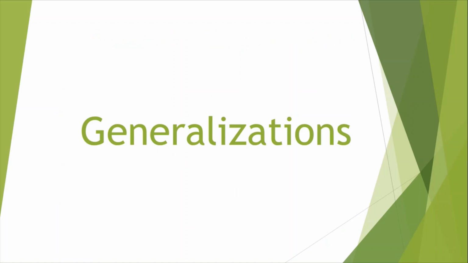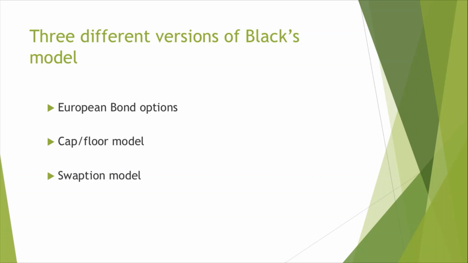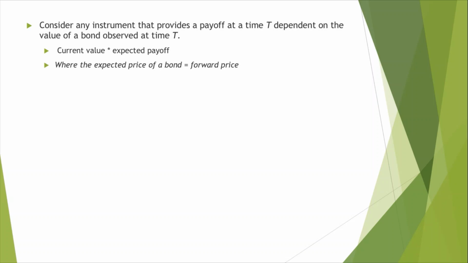We're going to talk about the generalizations. We have now presented three different versions of Black's model, one for bond options, another for caps, and the last one for swap options. Each of the models is internally consistent, but they are not consistent with each other. The first generalization is to consider any instrument that provides a payoff at time T on the value of a bond observed at time T. It's its current value times expected payoff, provided that expectations are calculated in a world where the expected price of a bond equals its forward price.